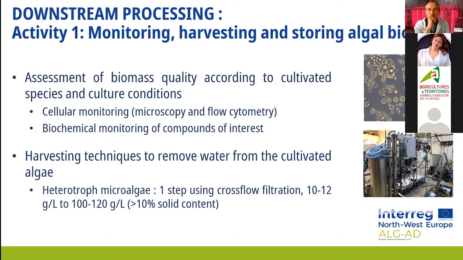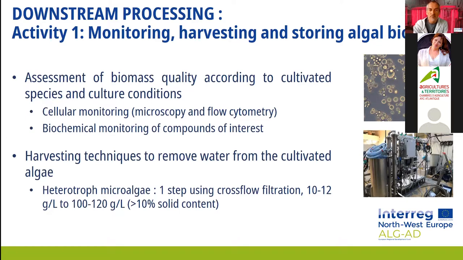Before starting the downstream processing, it is important to assess the quality of the biomass according to the cultivated species and culture condition. We generally use microscopy and flow cytometry, which allow us to monitor the health of the microalgae several times a day. When the culture appears to be in good health, we can move on and look at the biochemical quality and draw up a biochemical profile of this biomass. That gives us general information to evaluate possible cultivation drift or seasonal variation, and it also allows us to assess the production yield of the targeted ingredients.